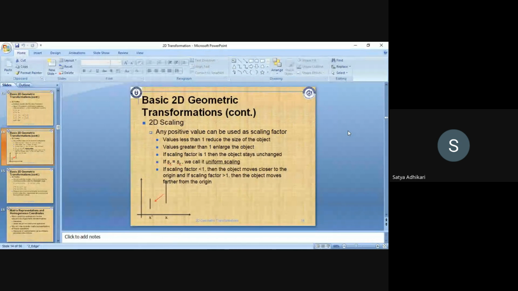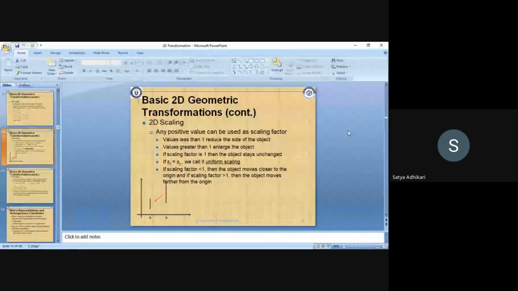And another important thing is, if the scaling factor is less than 1, the object moves closer to the origin. That is, not only does the object size decrease, but the object also comes closer to the origin. Similarly, if the scaling factor sx or sy is greater than 1, not only does the object enlarge and its size increase, but the object also moves away from the origin.